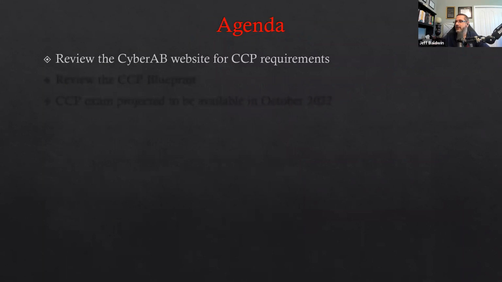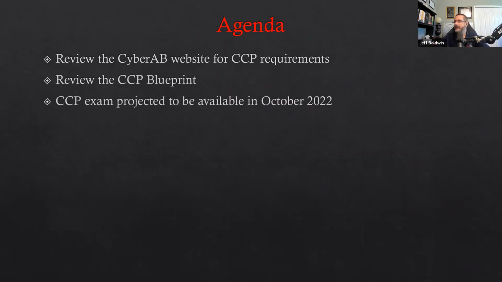So what are we going to do today? First, we're going to go to the Cyber AB website and look over what the CCP requirements are. Then we're going to review the blueprint. As a note, the CCP exam is projected to be publicly available in October 2022. Currently it is in beta, and I know a couple of people have taken it. I'm scheduled to take it mid-September. Since I haven't taken it, I feel I should be allowed to talk about the exam a little in the blueprint and what I expect to be on there, and I'm not under the NDA yet.